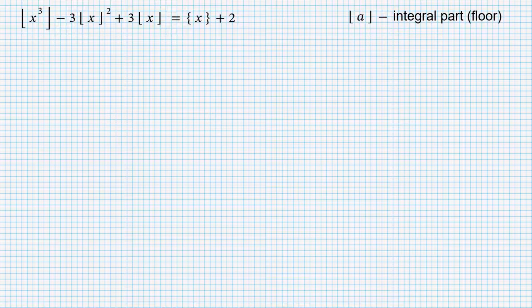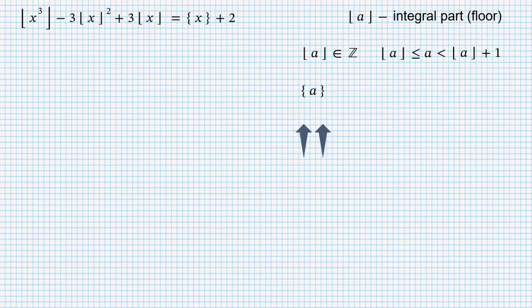The lower square brackets used to denote the integral part indicate that truncation is always applied down toward the lower integer. So we can write that the integral part of a is an integer which is less than or equal to a. However, the next integer, which is the integral part of a plus 1, is strictly greater than a.